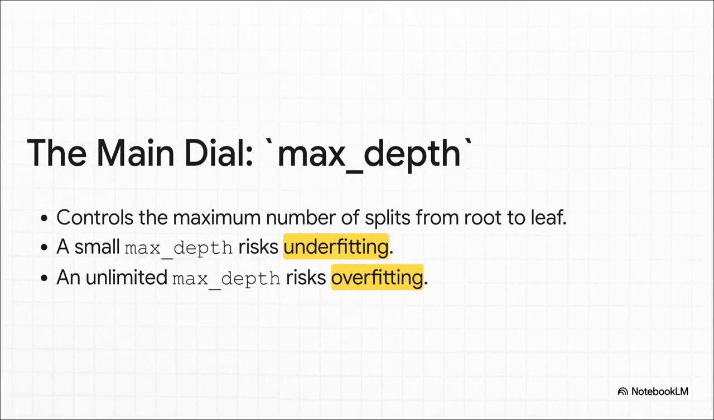Okay, so the biggest, most important dial on our dashboard is probably max depth. It's super intuitive. It literally just controls how deep the tree can grow, how many layers of questions it's allowed to ask. If you set max depth to a really small number, you get a short, simple tree, and you risk underfitting. But if you don't set a limit at all, you get this deep, gnarly, complex monster of a tree that is almost guaranteed to overfit.